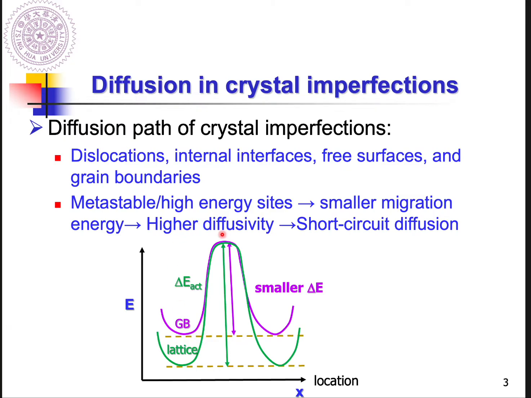And higher diffusivity tells you that the grain boundary can be considered as a short circuit diffusion. That means with higher diffusivity, it takes a short time for the atoms to diffuse through the grain boundary. Or you can say the atoms diffusing through grain boundaries move faster than those moving in the crystal.